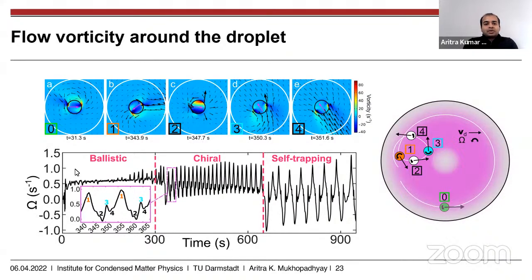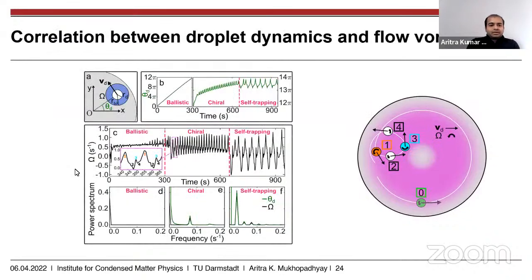These fluctuations continue also in the self-trapping regime. However, the average of the vorticity is 0, which means that the droplet is basically confined to a small region, but it still shows a chiral motion because it still goes through this region of high and low vorticity, which makes it turn. We could also try to correlate the vorticity of the fluid around the droplet with the motion of the droplet itself. In the upper panel, we plot the angular displacement of the droplet with regard to the center of the Petri dish.